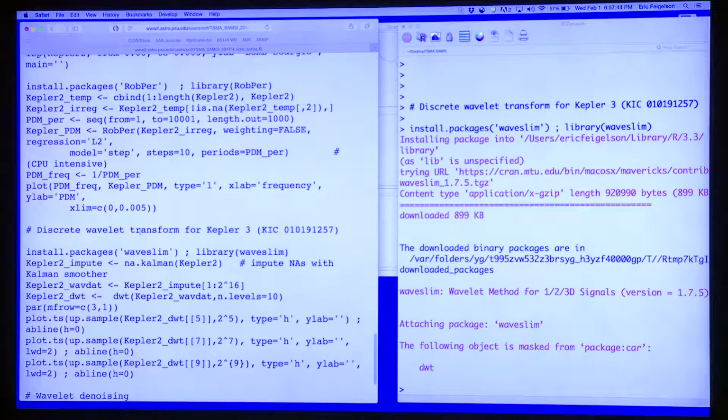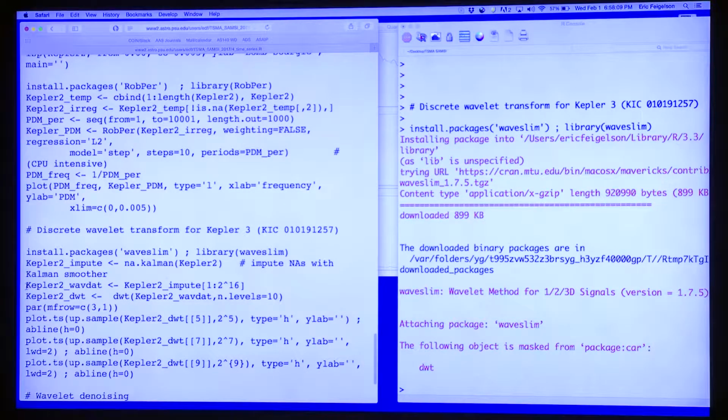Okay, let's now move. Whoops, I should say Kepler 2. Sorry. Well, we're almost ready. We're almost finished. It's also 2 minutes to go at the end of the day, so I'm going to go fast. I'm going to take the imputed values, and I'm going to run a discrete wavelet transform.